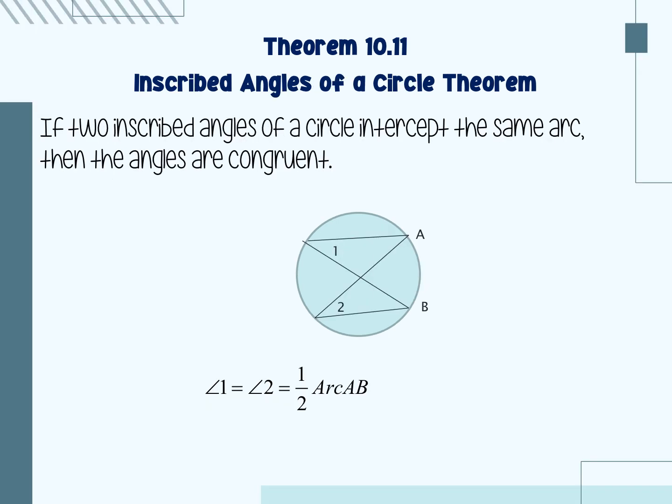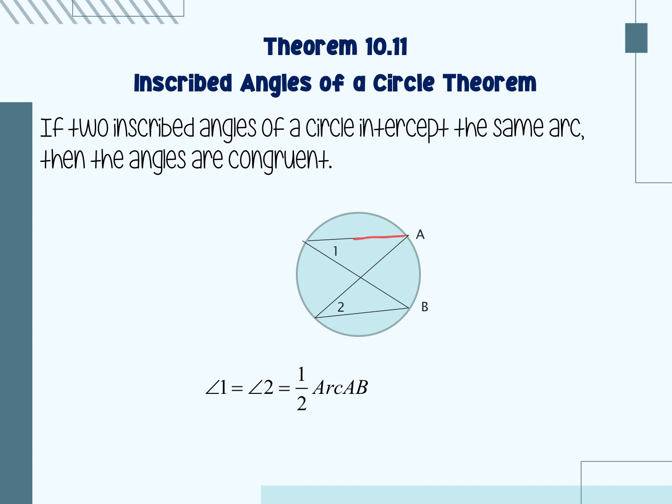The second theorem we're going to talk about in this section is, again, the inscribed angles of a circle theorem. And it basically says if you have 2 inscribed angles of a circle, and those 2 inscribed angles intercept the same arc, then the 2 angles are congruent. And again, let's kind of think about that.